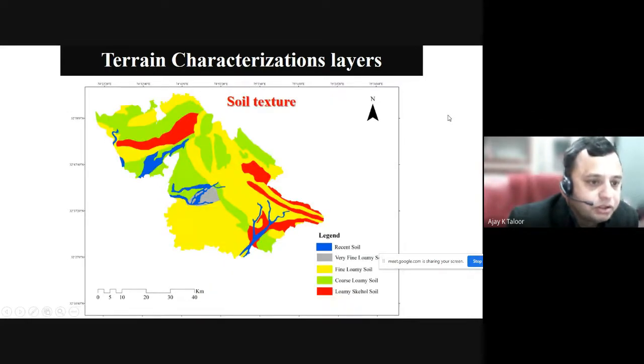So this is the soil texture map. As I told you, we have taken the soil texture map from the Soil Bureau in Nagpur. Based on that map, we digitized it and prepared the soil textures. This legend shows the recent soils, which means the soils found in the alluvial plains, or you can say the floodplain regions of the rivers. This is the Tawi, this is the Basantar, and the Chenab rivers.